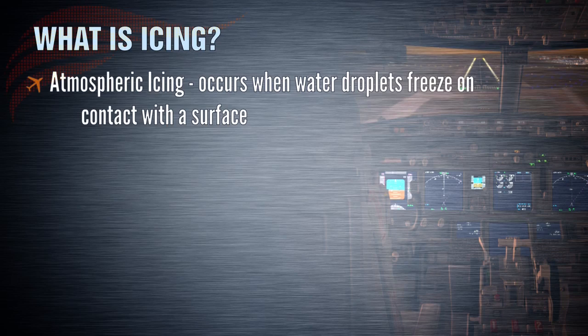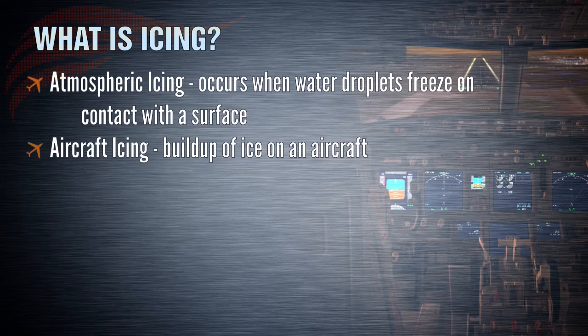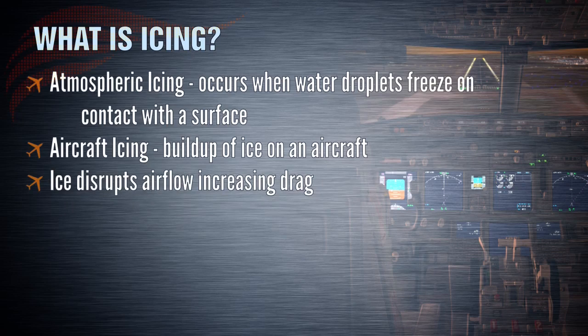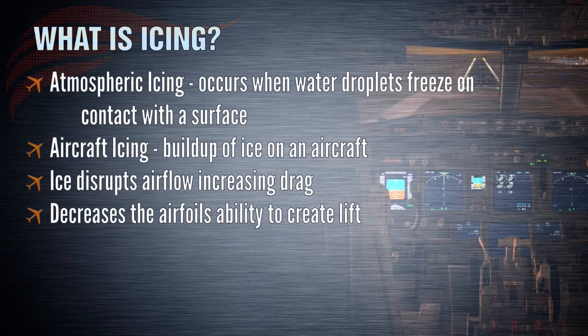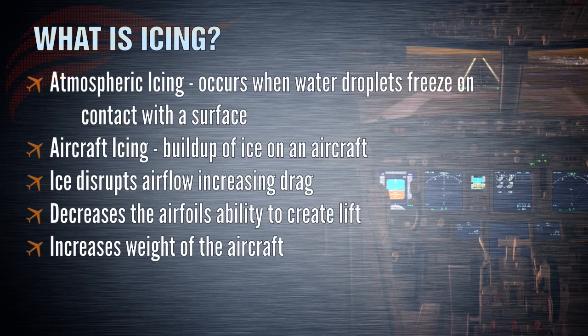So what is icing? Atmospheric icing occurs when water droplets in the atmosphere freeze on contact with a surface. Aircraft icing refers to the buildup of ice on an aircraft. Ice buildup destroys the smooth flow of air over aircraft surfaces, which increases drag. Where ice forms on the wings, it may decrease the ability of the airfoil to produce lift. Ice formation also increases the weight of the aircraft, although the actual weight of the ice itself is insignificant in comparison to the airflow disruption it causes. In short, ice in flight is bad news.